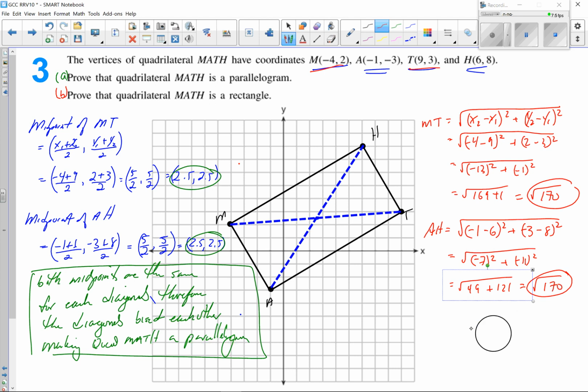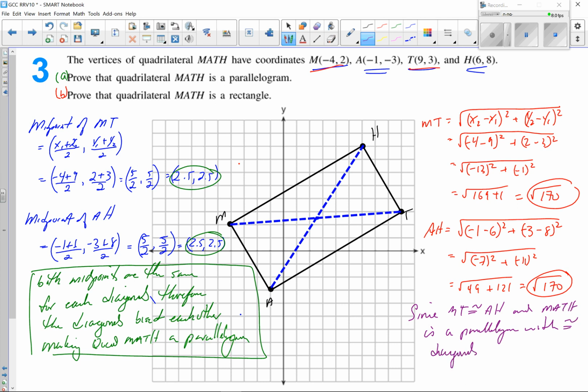So the big part here is the conclusion: since MT is congruent to AH and MATH is a parallelogram with congruent diagonals, then MATH must be a rectangle. And that is your conclusion for that part.